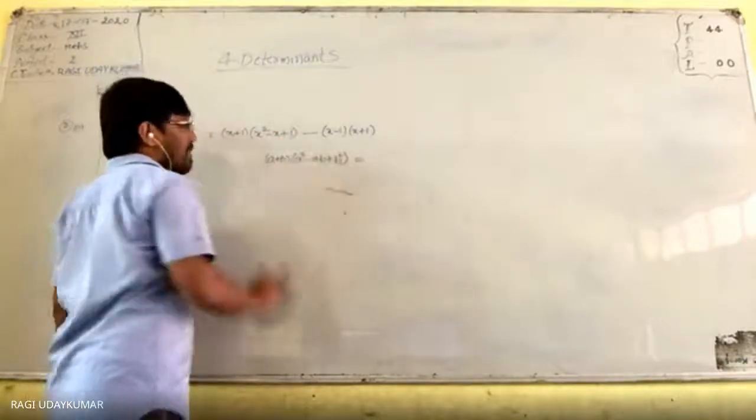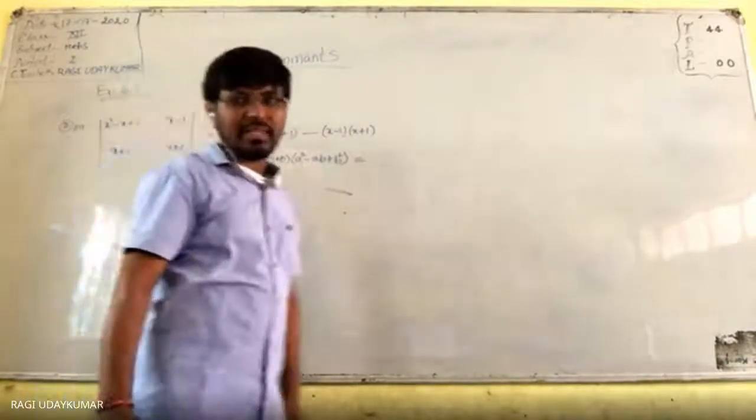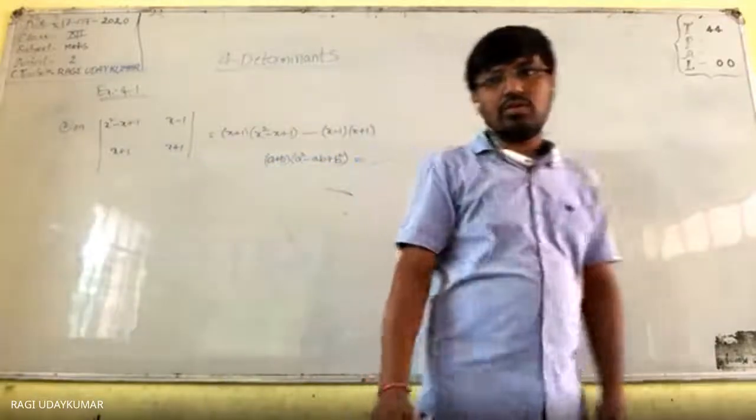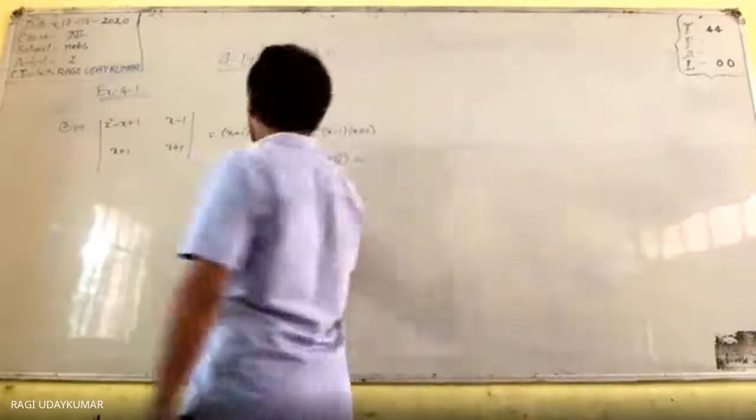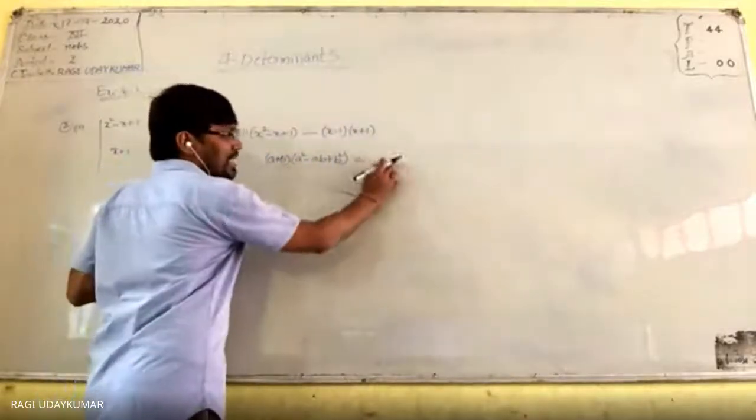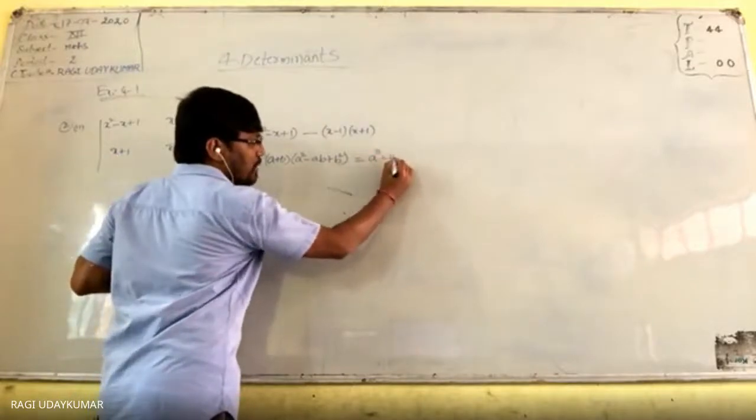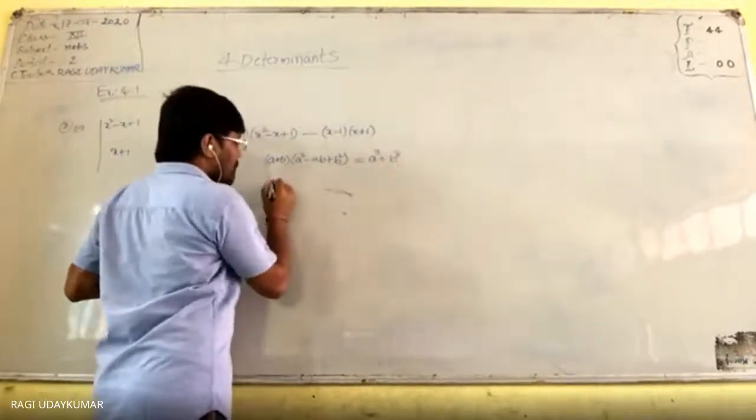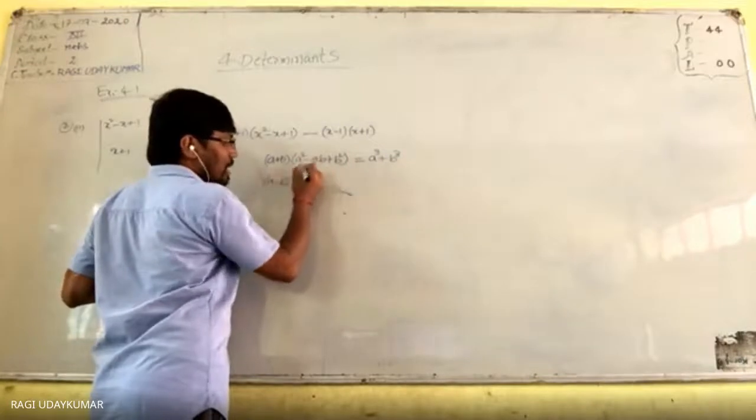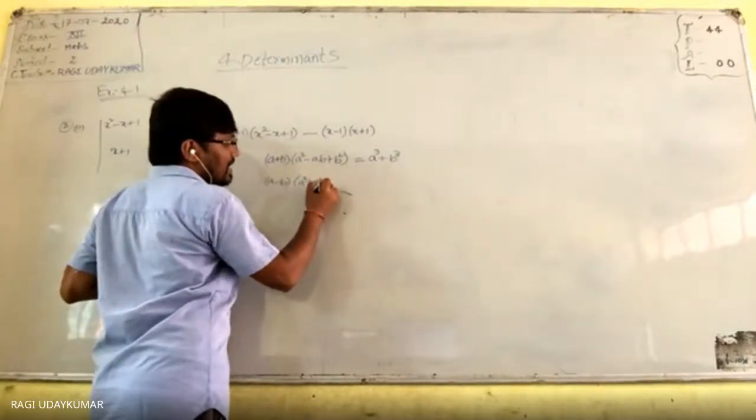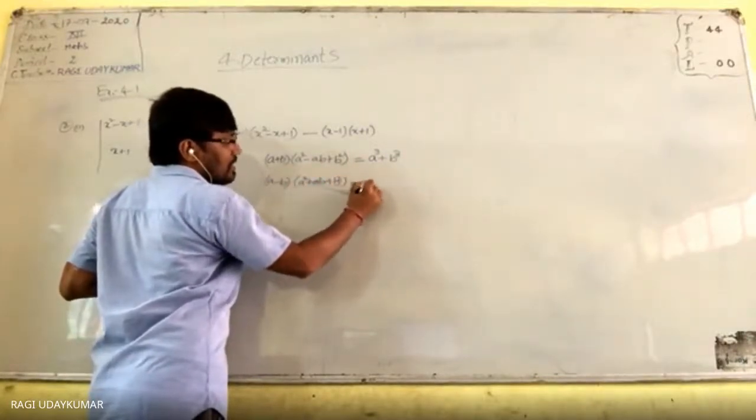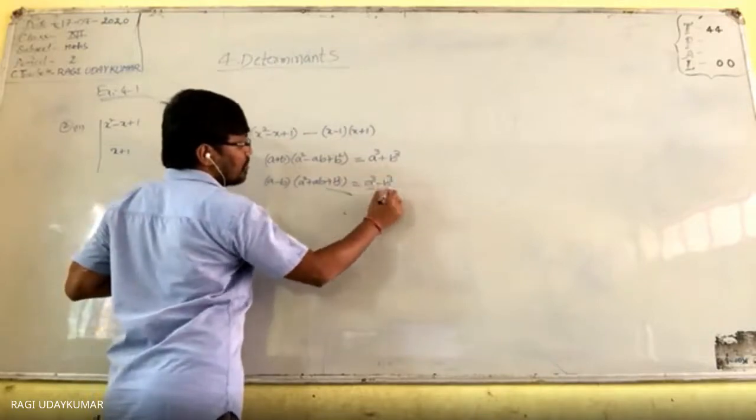But what is this one? A plus b into a square minus ab plus b square equal to? A cube minus B cube. A cube plus b cube, not minus. See here, इधर प्लस होता है तो प्लस आएगा. A cube plus b cube. सपोज माइनस बोला है ना, इधर माइनस होगा, इधर प्लस होगा. A square plus ab plus b square. This is equals to a cube minus b cube.